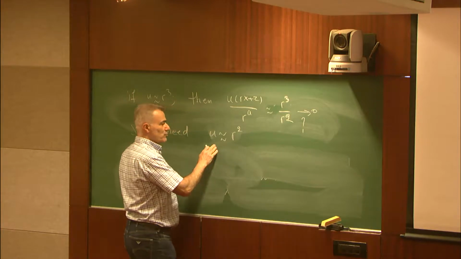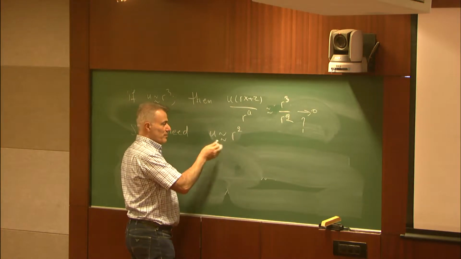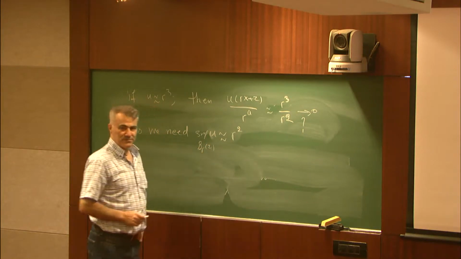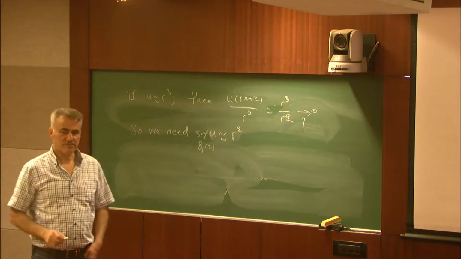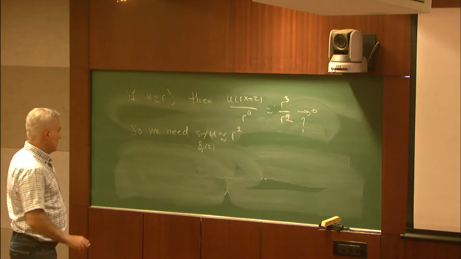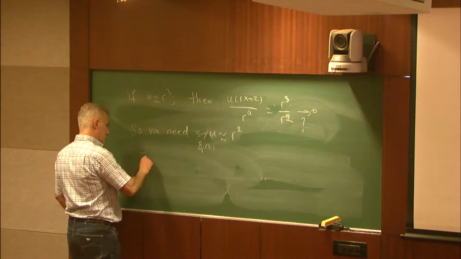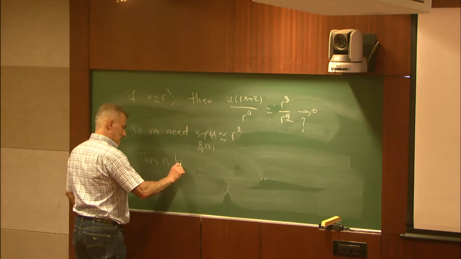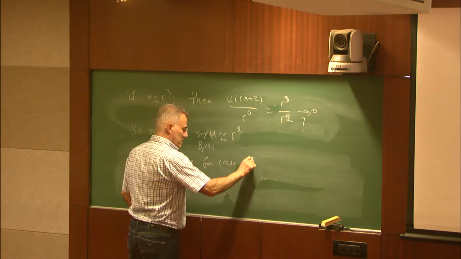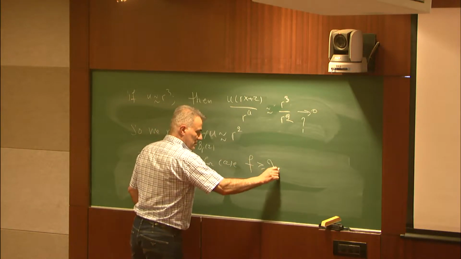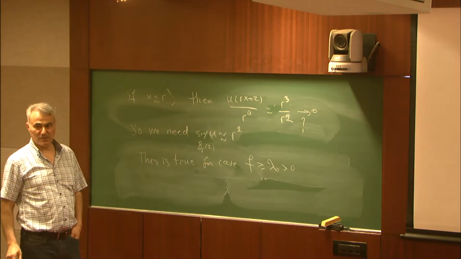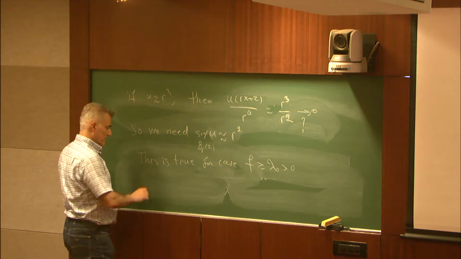So I'm saying u should be like R², its supremum here. Should be like R². This is true for this case. We have the right hand side, and we assume that this is larger than lambda 0, larger than 0, but not in general.